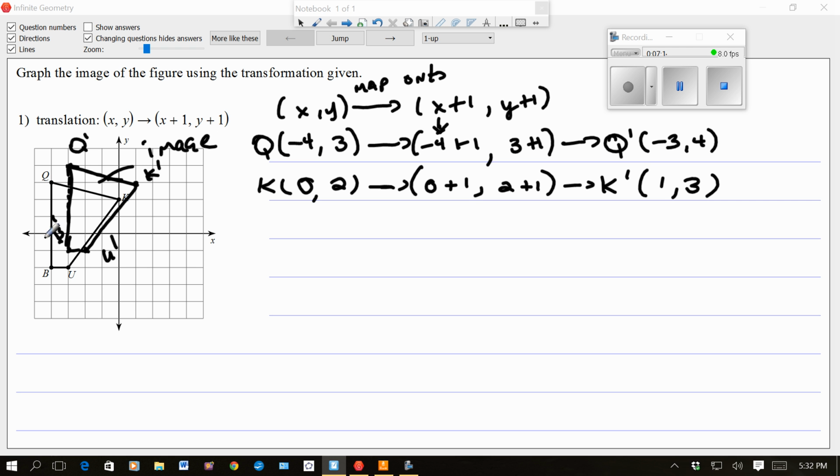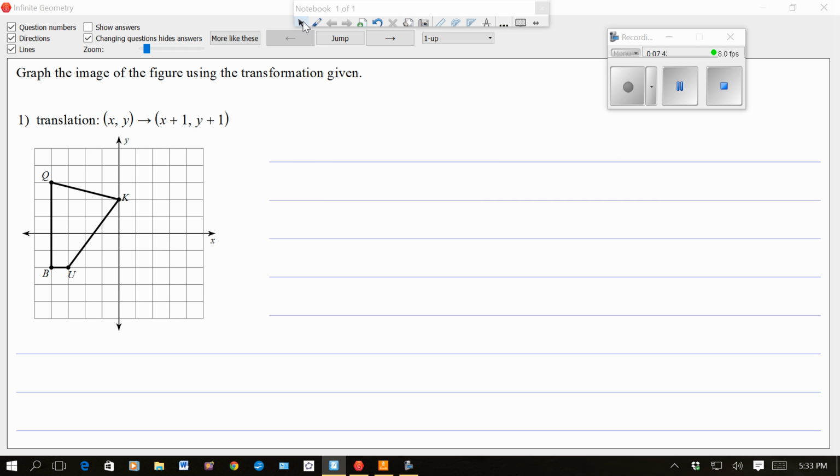The other one, where you start, is called your pre-image. We translated our pre-image to our image. These are called translations when you move to the left, to the right, up, or down. Translation. So all I want you to do on these is move them and graph them just like last time. Let's take a look at an example. Let's go to the next slide, number 2.